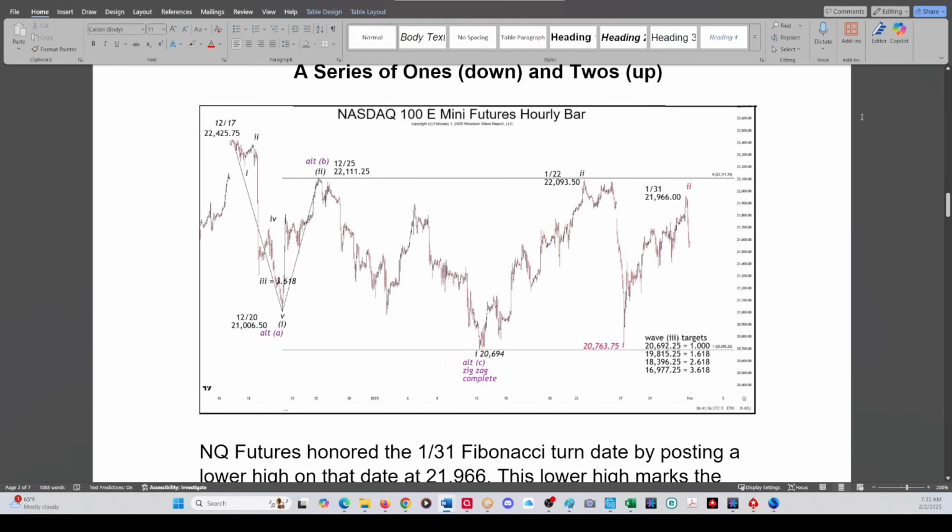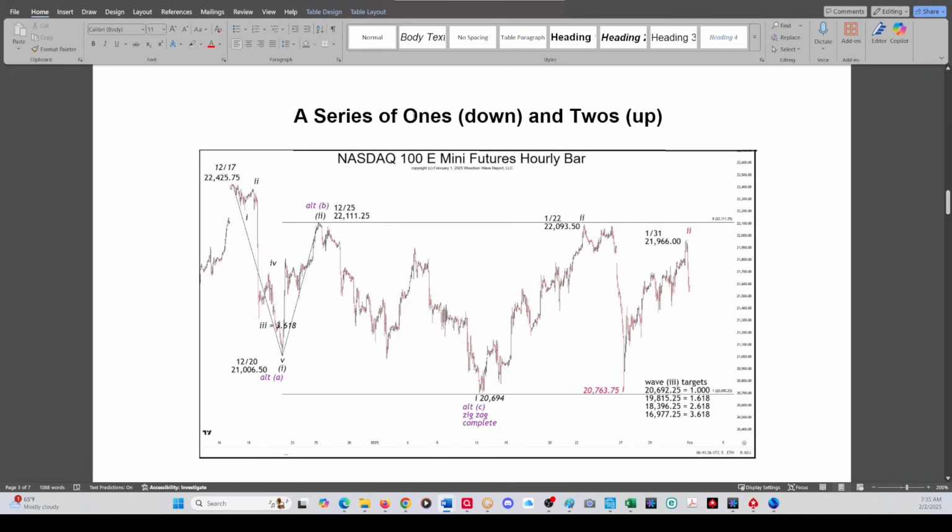Okay, so this is the Nasdaq E-mini futures. You can see that high back in December. Then we've got one down in parentheses in black, a two up, then a one down of one lesser degree of trend, and a two up. And then we've got a one down, which is in red, another lesser degree of trend, and a two up. So we have a series of ones and twos, one down, two up. Each two is lower than the previous two. This two in red is lower than this two in black, which is lower than this two in parentheses. So if this is one, there's our wave 3 targets there.